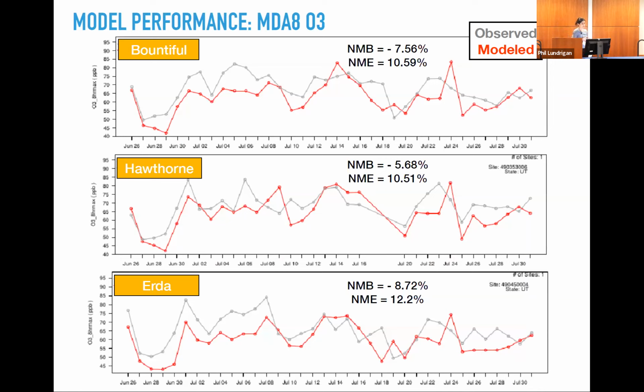So for model performance, we started looking at the model maximum daily 8-hour average ozone. Here you're looking at modeled in red versus observed in gray at Bountiful, Hawthorne, and Erda. And as you can see, the model tends to overall replicate well the temporal variation in ozone, but it underestimates this maximum daily 8-hour average ozone. And that underestimation is obvious at all 3 sites. So the question now is, what is causing this underestimation? Are we underestimating background ozone, or are we underestimating local production?